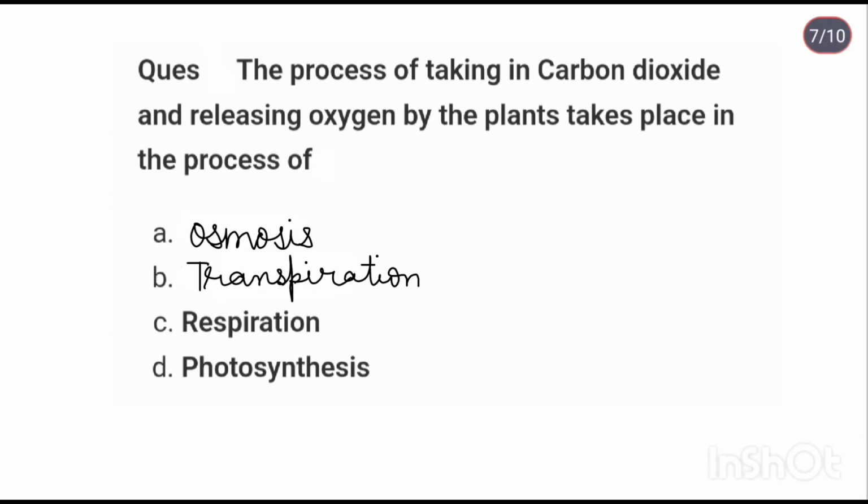Next question is: the process of taking in carbon dioxide and releasing oxygen by the plants takes place in the process of... right answer is option D, photosynthesis. In the process of photosynthesis, carbon dioxide is taken in and oxygen is released. Photosynthesis refers to the process through which the green plants can prepare their own food from water and carbon dioxide using the energy that is derived from the sunlight. The process leads to the formation of glucose that acts as a food for the plants.